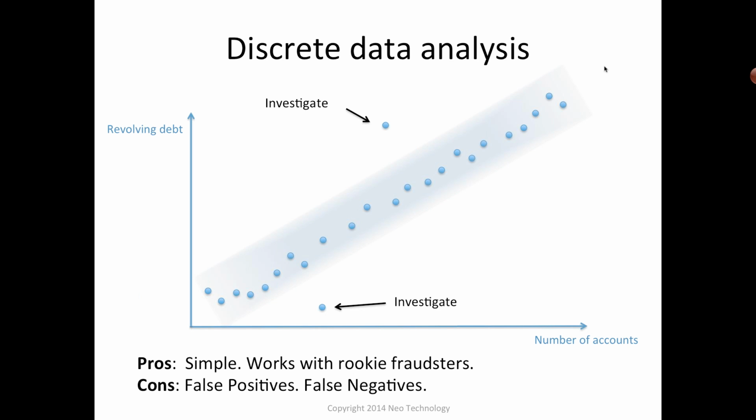But the advantage is that it's simple and it works with rookie fraudsters. It does not necessarily work with fraud rings, because fraud rings actually know exactly how this discrete analysis works, and what they do is that they remain under the radar screen. So they have normal behavior, and looking at it through discrete data, these fraud rings appear as totally legitimate people who have no connection one with the other.